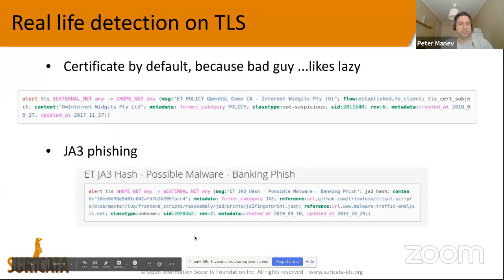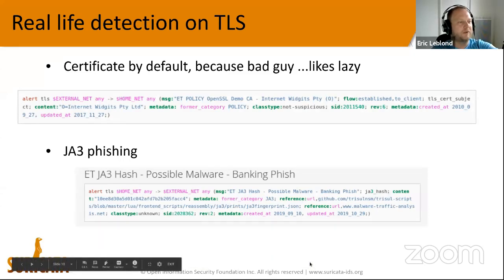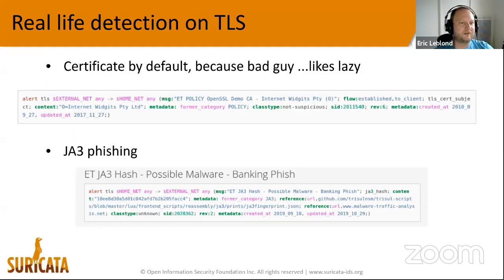So we're going to switch over to some rules. The first one that Peter showed you is the first colorized screenshot on the top. It's the one that identifies the demo certificate, because yes, the bad guys are lazy. In a lot of cases, they just use the default configuration in OpenSSL to generate their certificate. As a result, you will have this Internet Widgits Pty Ltd that is seen in the traffic, and it's either some poor admin working for your company, or it can be an attacker that is really lazy.